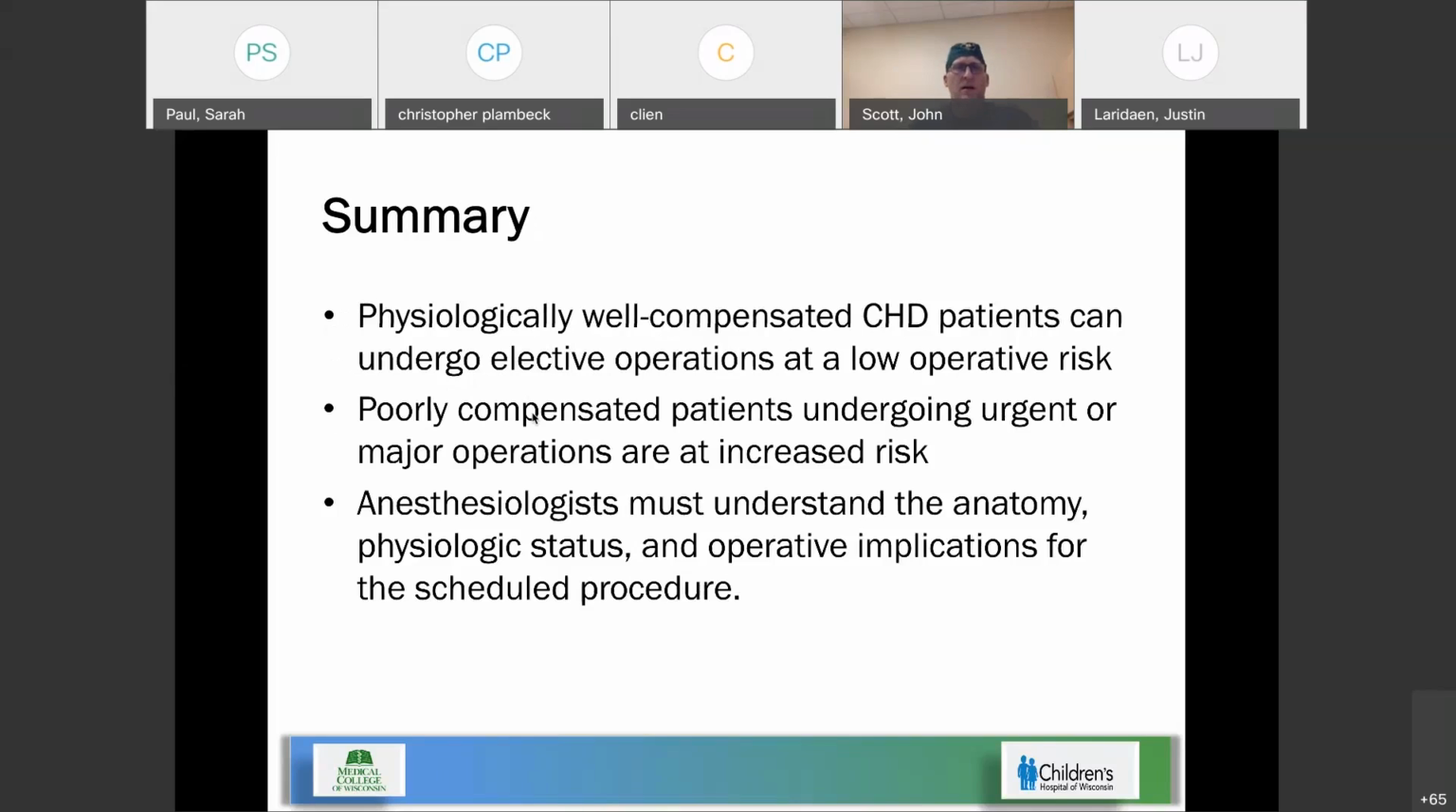So in summary, physiologic well-compensated congenital heart disease is well tolerated, and patients can undergo elective operations at low risk. However, patients with poorly compensated disease requiring either urgent or major operations are at increased risk. An anesthesiologist must understand the anatomy, the physiologic status, and the operative implications for the scheduled procedure to reduce perioperative morbidity and mortality.